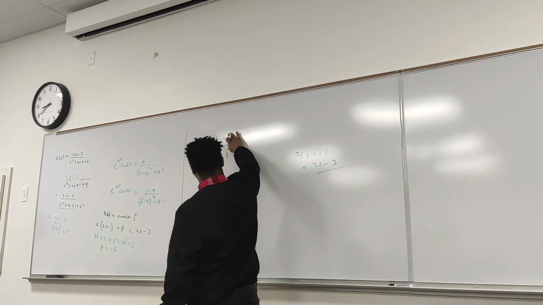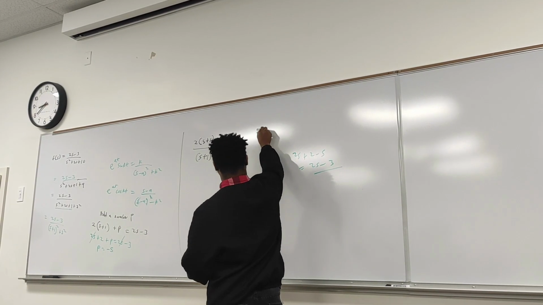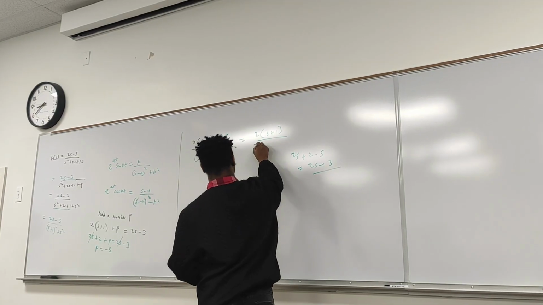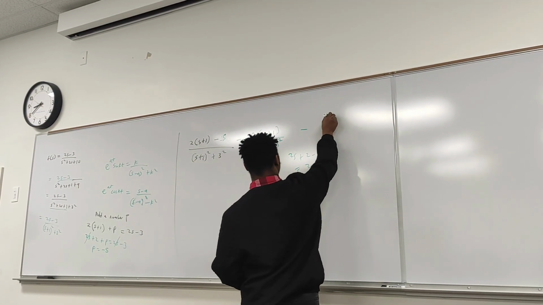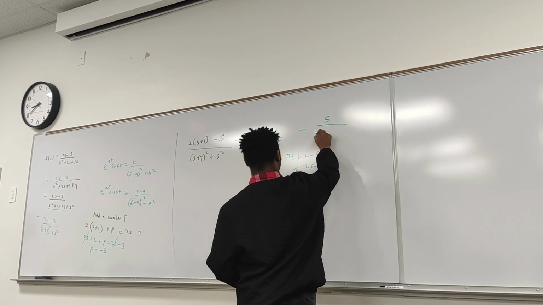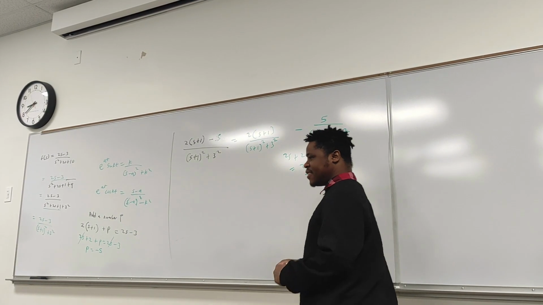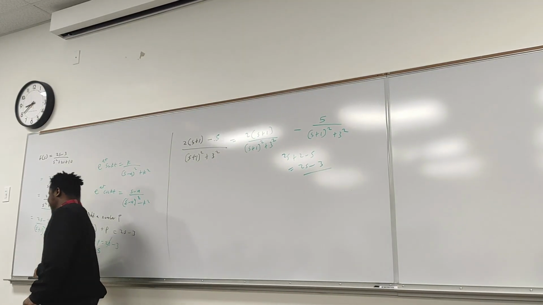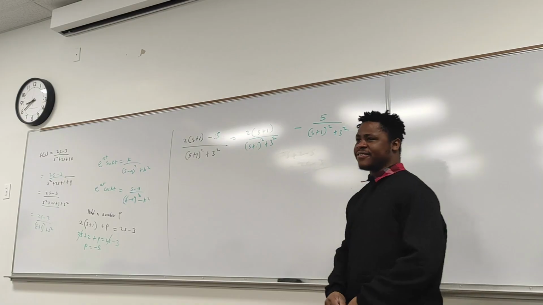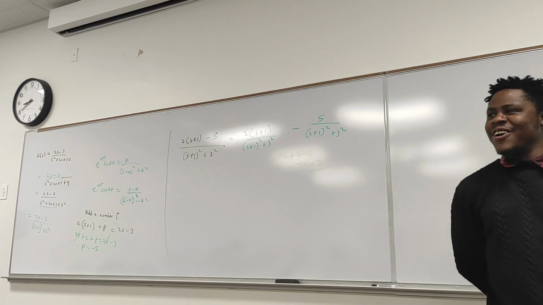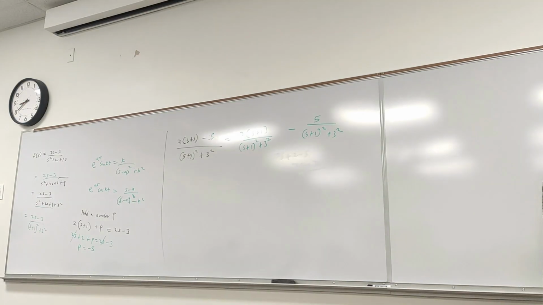Now we can easily split this into 2s plus 1 divided by s plus 1 squared plus 3 squared, minus 5 over s plus 1 squared plus 3 squared. Does that make sense? Yes, we can split that, even if you disagree. Question. Some of you are looking at me as if I'm doing magic. It's not. Okay, great.